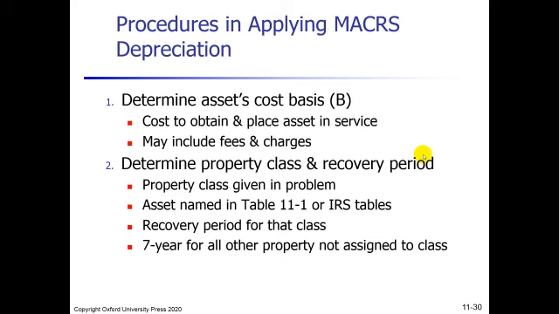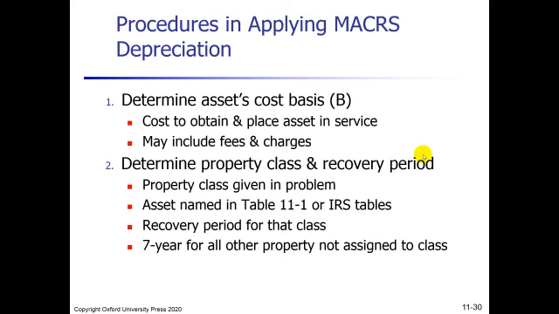So, getting into the method of actually applying this, what we need to know is, first of all, what is the asset's cost basis? Now, simply that is typically how much you pay for an item. However, there may be some extra fees or charges associated with getting that item into service. So, for example, if you bought some capital equipment, but then you had to pay somebody to actually install that equipment, your cost basis would be the installation cost plus the cost of the actual equipment.